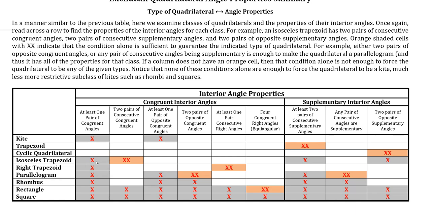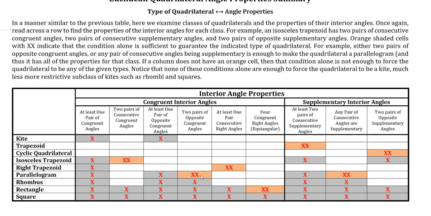An isosceles trapezoid has at least one pair of congruent angles. Actually, it has two pair of consecutive congruent angles. A right trapezoid has at least a pair of congruent angles. Actually, it has a pair of consecutive right angles that are congruent. A parallelogram has a pair of congruent angles. Actually, it has a pair of opposite ones.